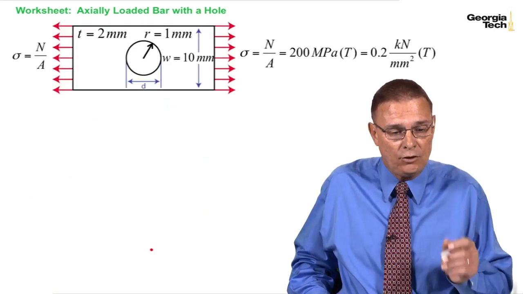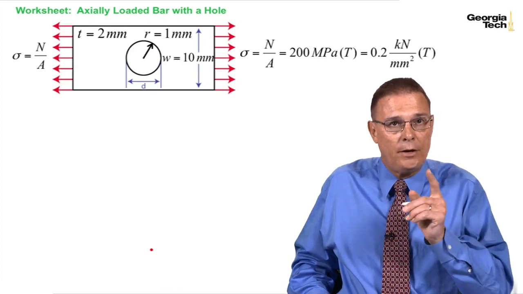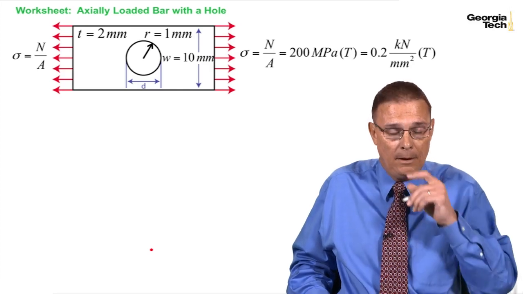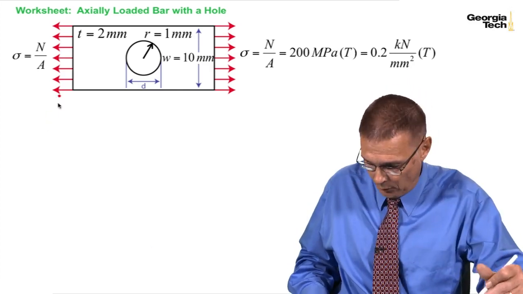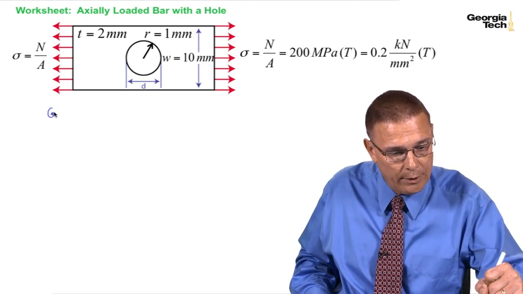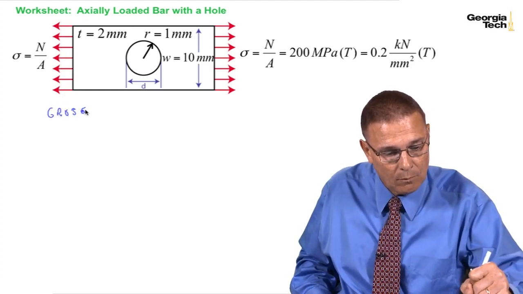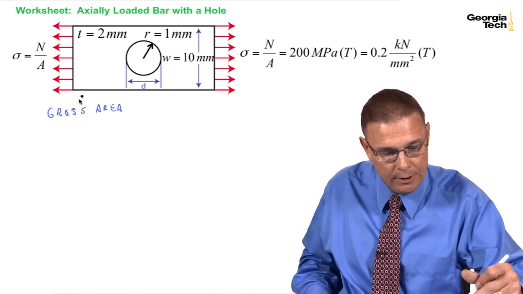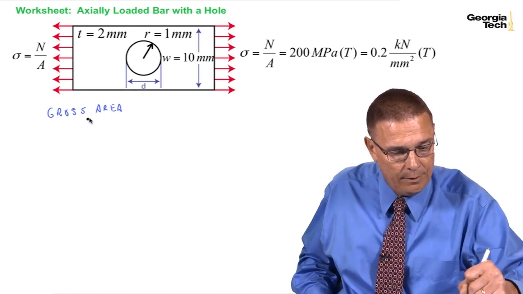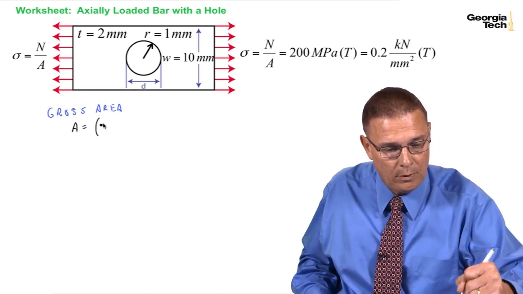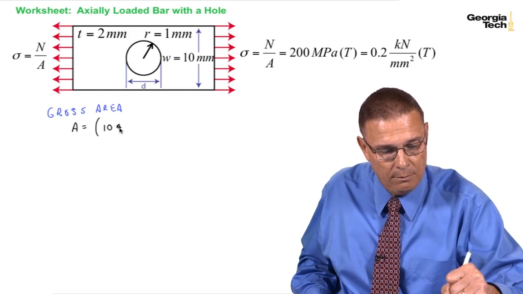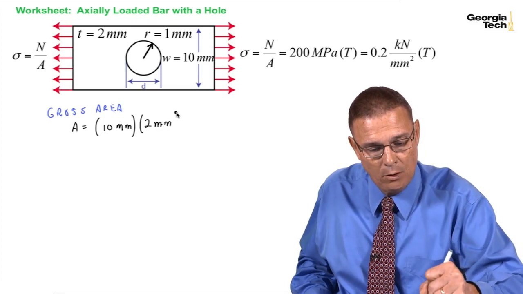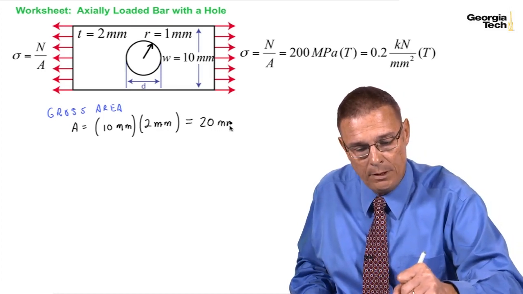And so let's start off. We're going to need the gross area, we're going to need how much the normal force is, and we're going to need the net area. Let's start off with the gross area. The gross area is across the entire cross section without the discontinuity. And so that area equals the width, which is 10 millimeters, times the thickness, which is 2 millimeters, or 20 millimeters squared.